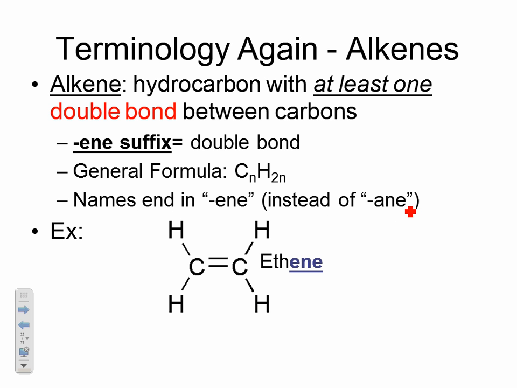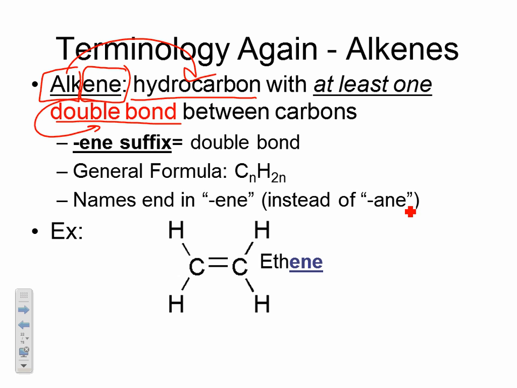So first up, alkene. An alkene is a hydrocarbon. Well, I knew that already because it has that alk prefix, which means hydrocarbon, with at least one double bond in between the carbons. So this ene suffix, this new suffix, indicates the presence of a double bond instead of just having all single bonds in the carbon chain.